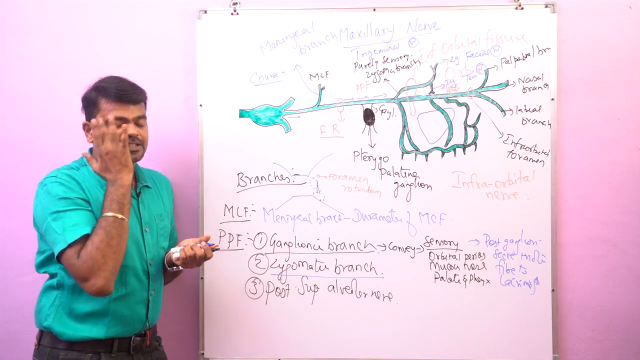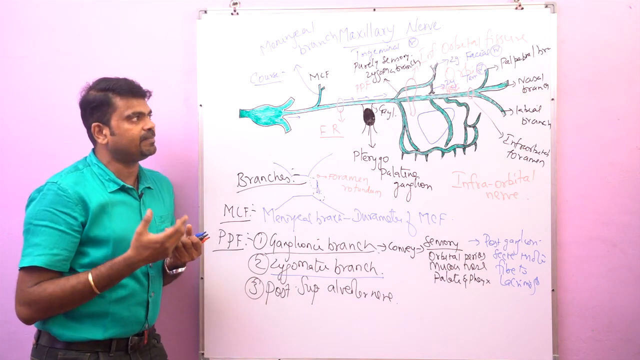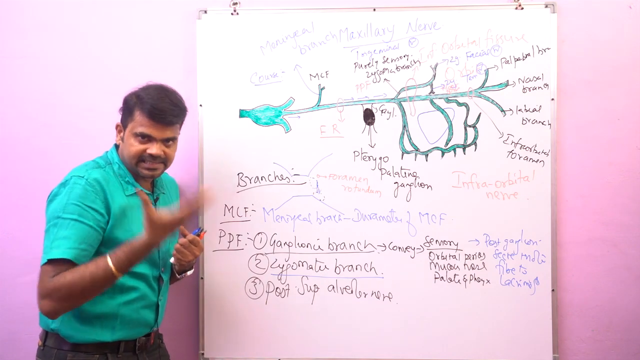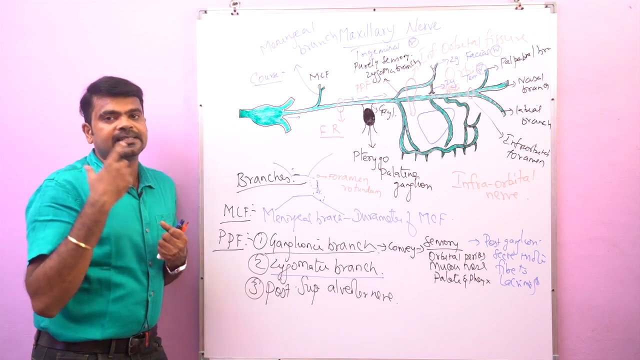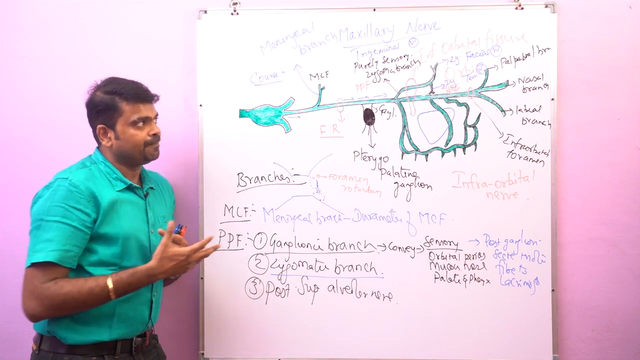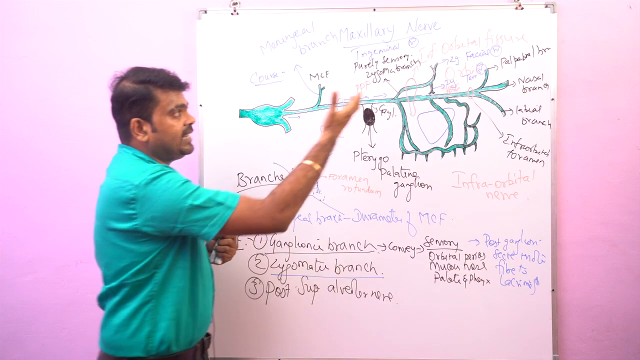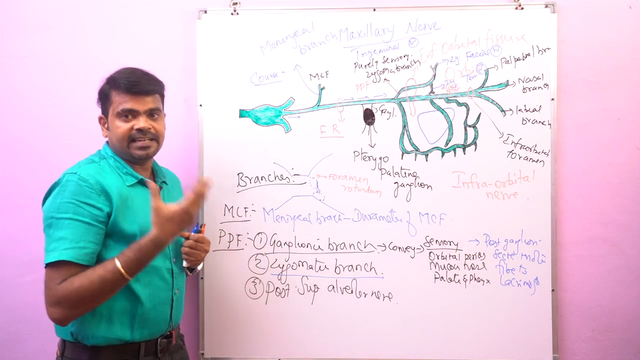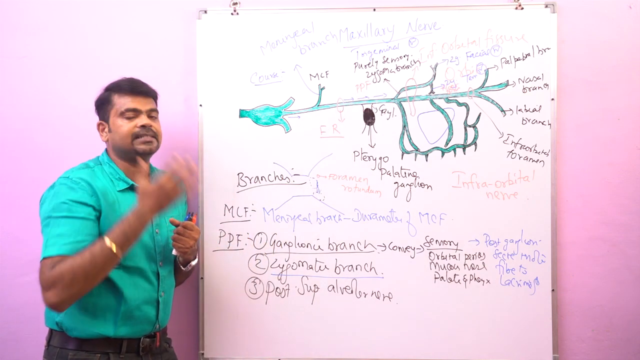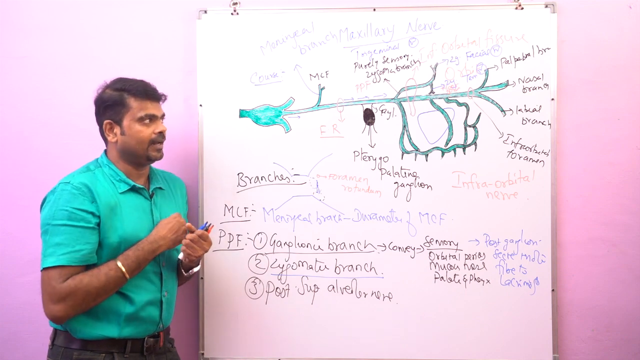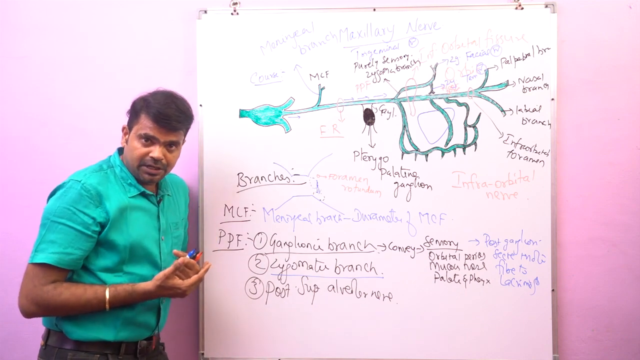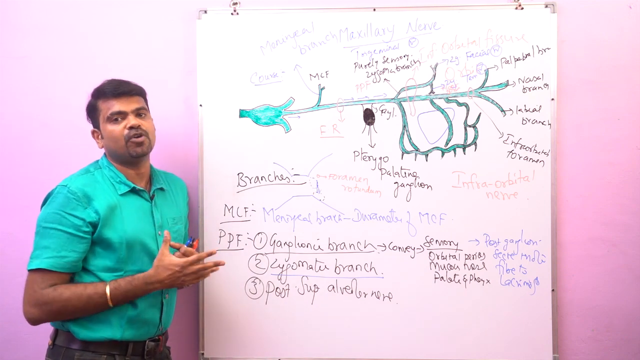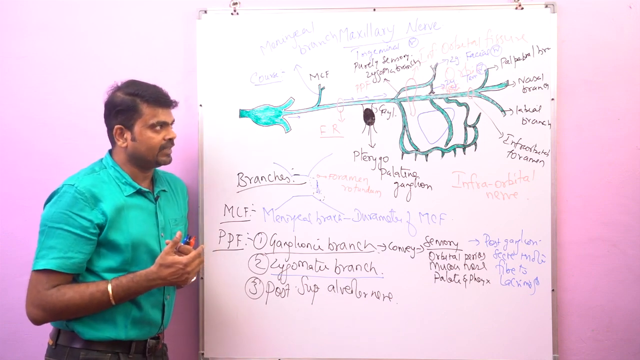The zygomaticofacial nerve reaches the face by passing through the foramen present in the zygomatic bone. It supplies the skin over the cheeks because this is a sensory nerve. Next, the zygomaticotemporal nerve reaches the temporal region and supplies the skin over the temporal region. This zygomaticotemporal nerve also contains secretory motor fibers to the lacrimal gland.